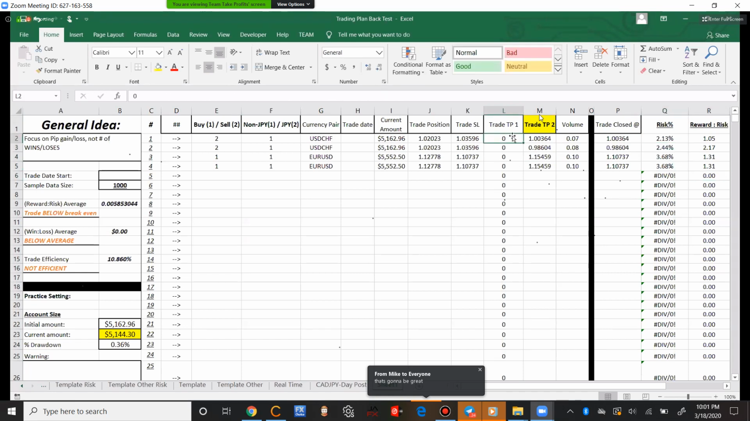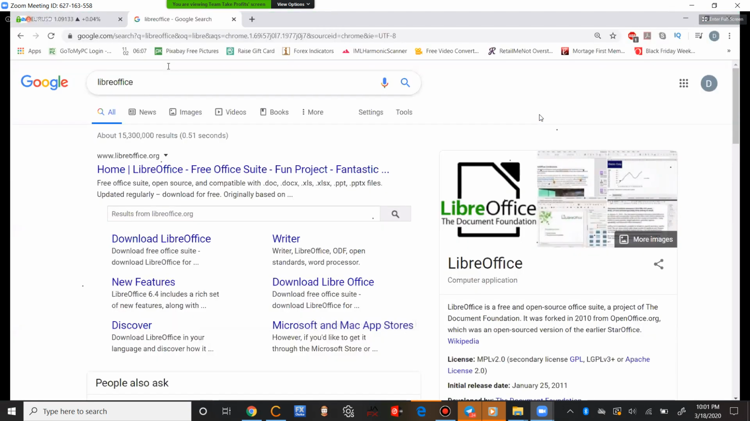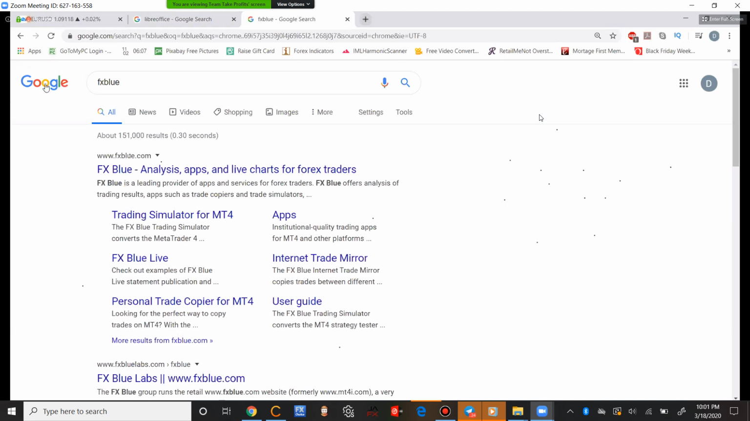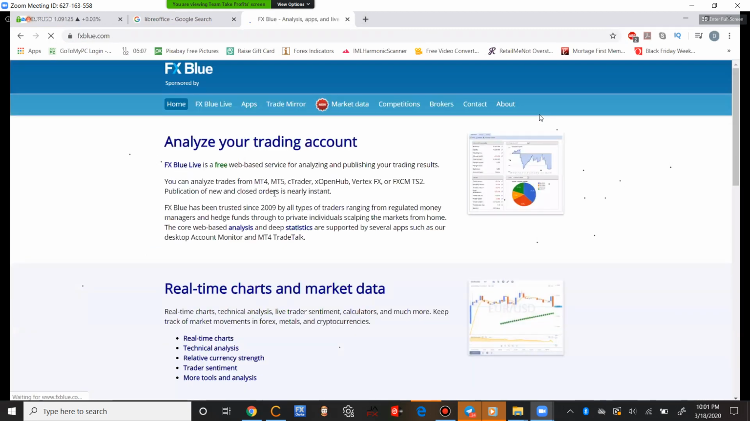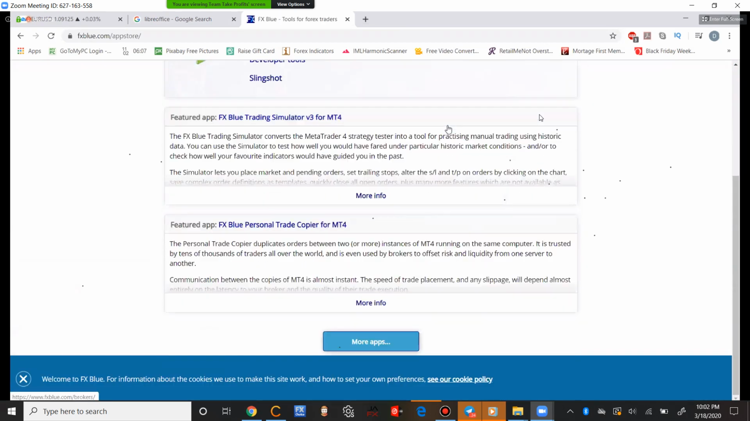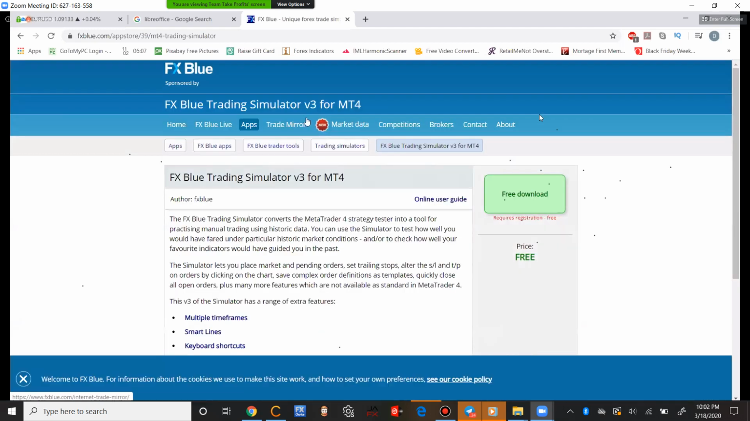Hey, Tom, that FX Blue, is that something with the cloud that you were showing? The FX Blue that you were just showing a little while ago. Okay, so FX Blue: go to the website, go to apps, and there should be a simulator right here. Let me post a link for that. It'll just be a lot easier on my part.